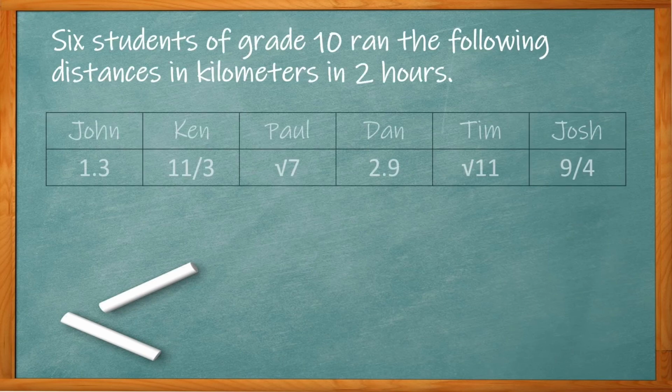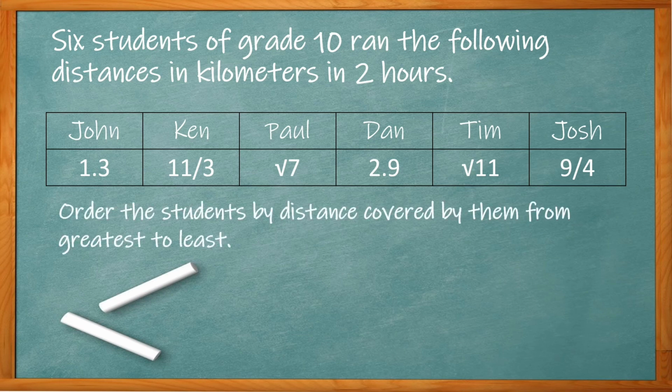Let us now have the next example. 6 students of grade 10 run the following distances in kilometers in 2 hours. John ran 1.3 kilometers. Ken, 11 over 3 kilometers. Paul, square root of 7 kilometers. Dan, 2.9 kilometers. Tim, square root of 11 kilometers. And Josh ran 9 over 4 kilometers. Order the students by distance covered by them from greatest to least.